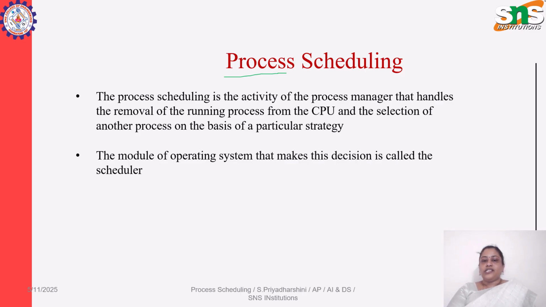Now let's see what process scheduling is. Process scheduling is the scheduler deciding which process is to be entered into the CPU for execution, and which process has to be removed from the CPU. This is decided by the process manager. This is the main important module of an operating system. The decision of whom to enter and whom to exit is made by the scheduler.